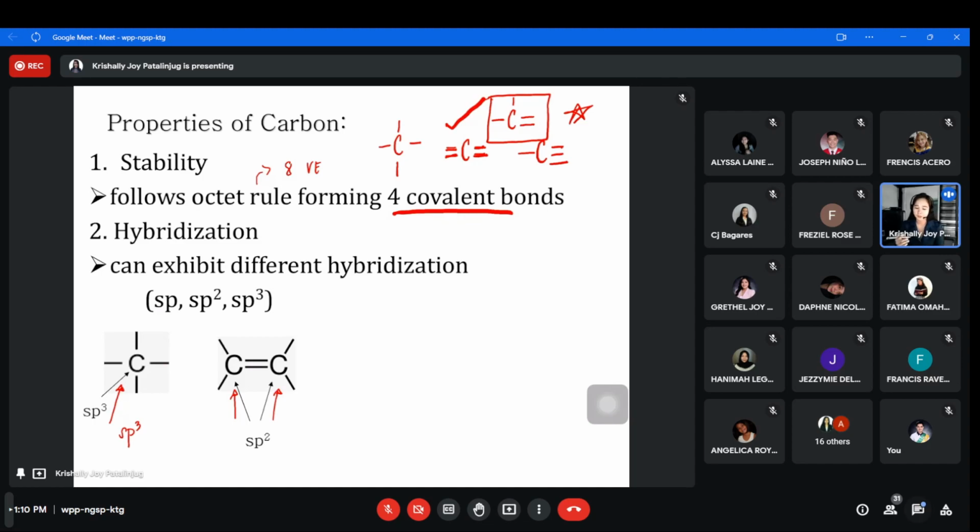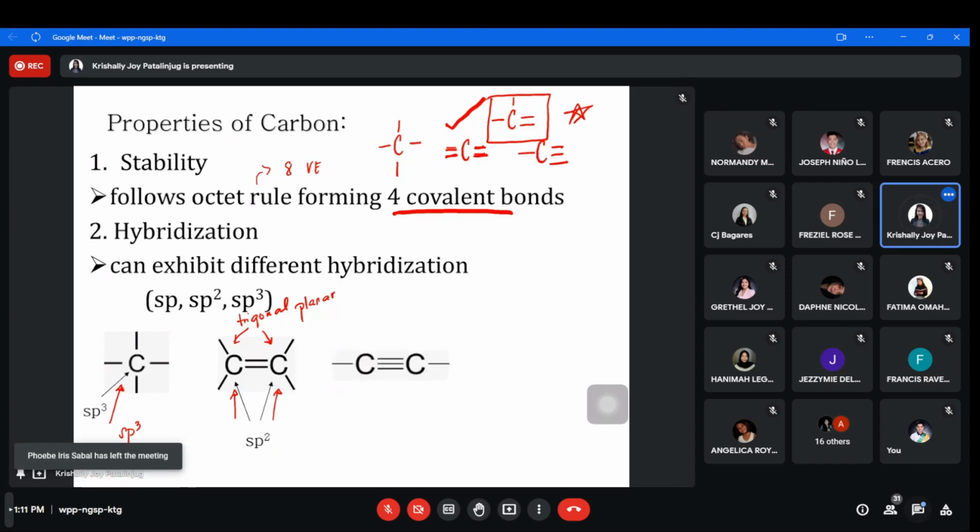Okay, and you'll observe na meron siyang tatlong electron groups, mga bonding groups. Therefore, yung orientation niya this time is naka-trigonal planar. So itong each carbon na ito, naka-trigonal planar yung orientation, 'di ba? Kapag sp2 hybridized, trigonal planar.